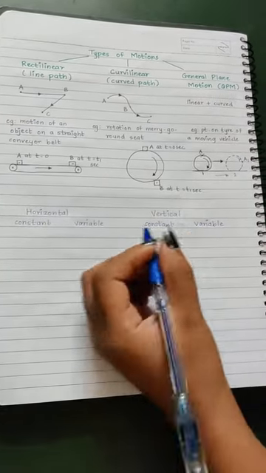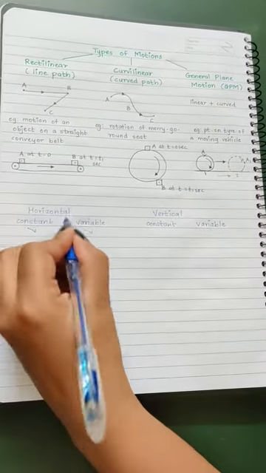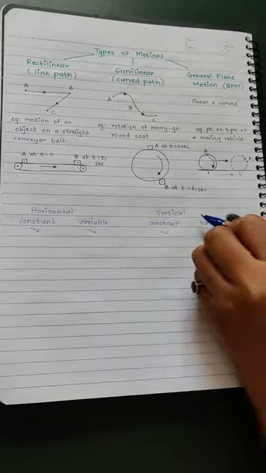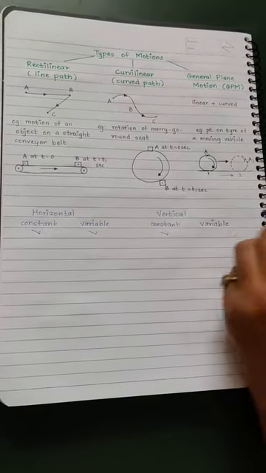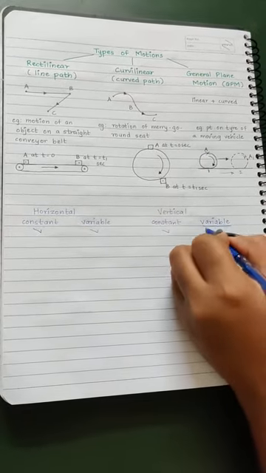We are going to cover constant acceleration in horizontal motion, variable acceleration in horizontal motion, and constant acceleration in vertical motion. Okay, we are going to right now leave this for the later part.